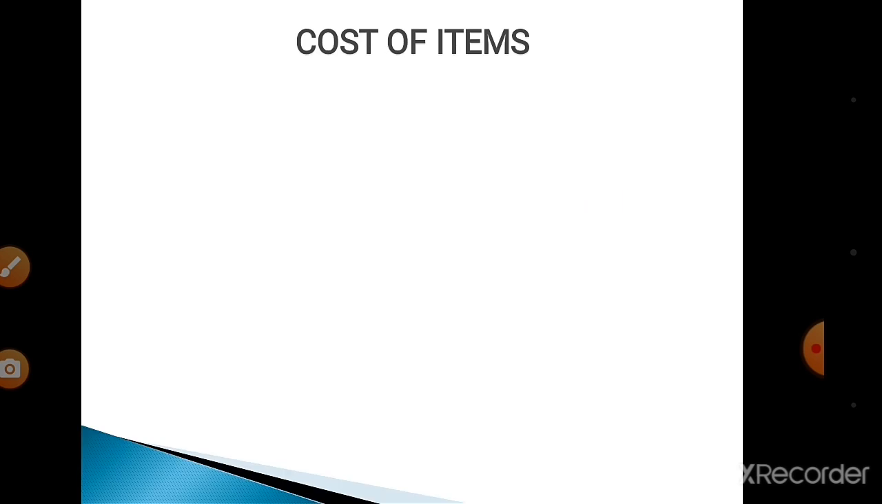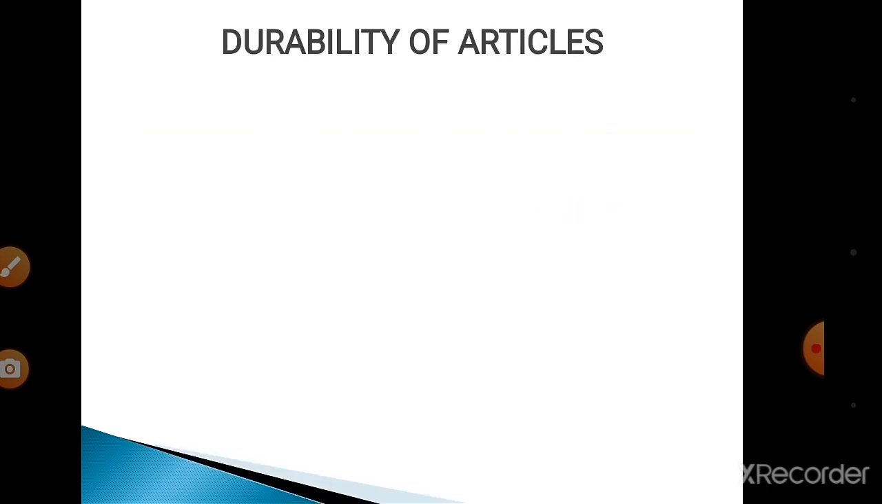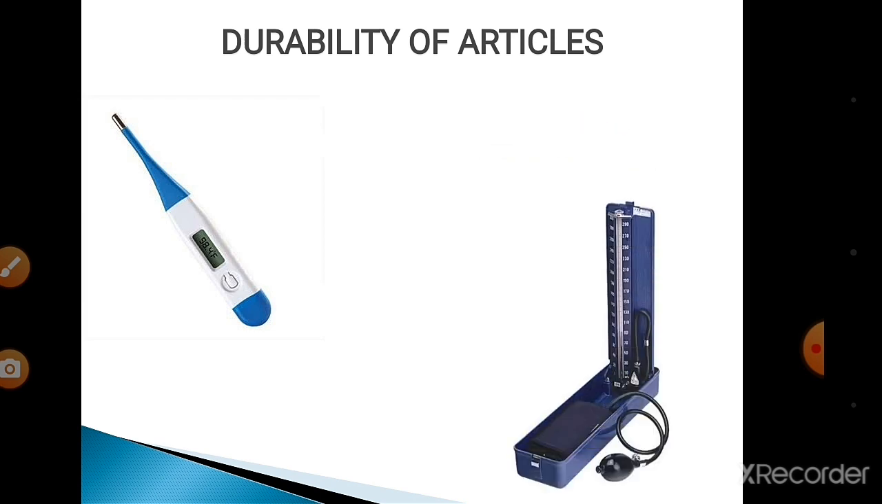Now, cost of items. The number of costly items is to be kept at a minimum, like ventilators, which are not needed the same as general beds; they are only needed for the ICU or ICCU wards. Now, durability of articles. Articles that are easily broken will have to be kept in larger stock than those that are unbreakable, like thermometers and BP instruments, which are breakable and are needed in more quantities.